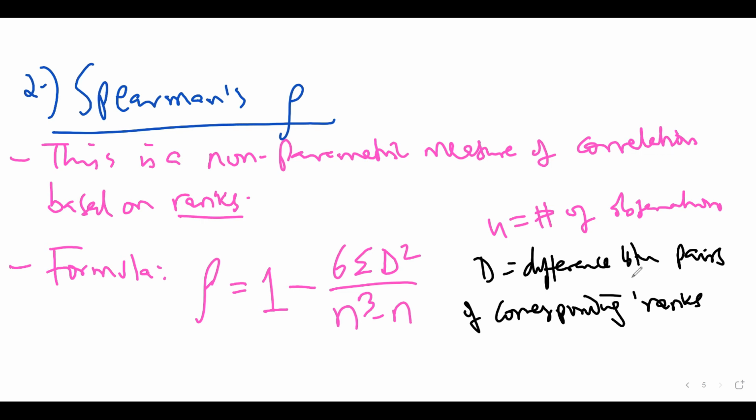So that means that sigma d squared is the sum of the squared difference between pairs of corresponding ranks. For example, if you have some data set, let me say this is your x and this is your y. So you rank your x, and then you also rank your y. So here we have some values. Let me say these are the ranks of x.